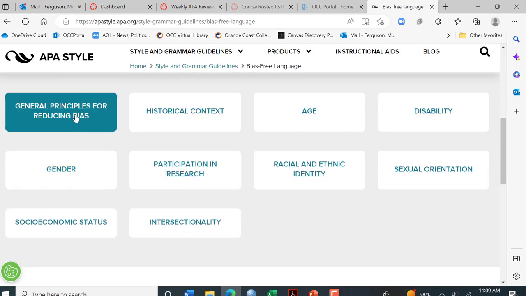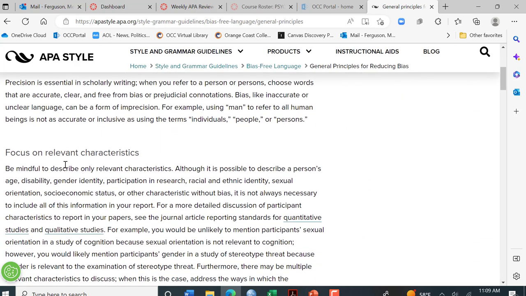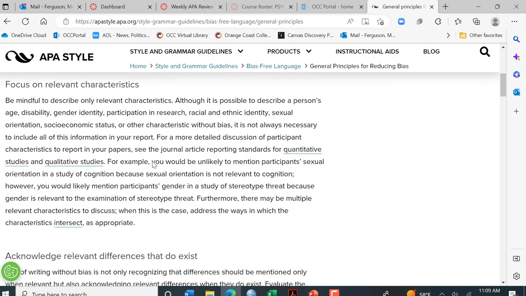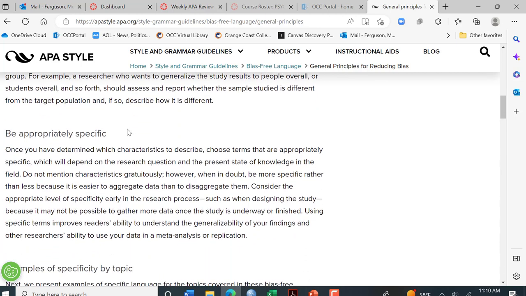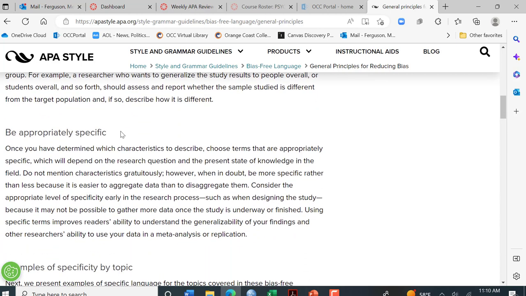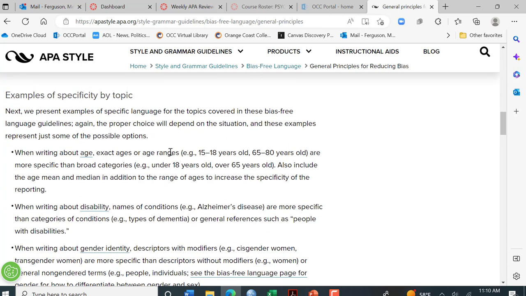And just a few last notes, looking at these general principles for reducing bias. Focus on relevant characteristics. Maybe gender identity isn't important. There's no need then to focus in on that. Maybe race isn't important. No need to focus in on that then. But you want to acknowledge the relevant differences that do exist, and relevant is the key. You want to be appropriately specific. And then specific age ranges as well. If that's included, that's probably important.